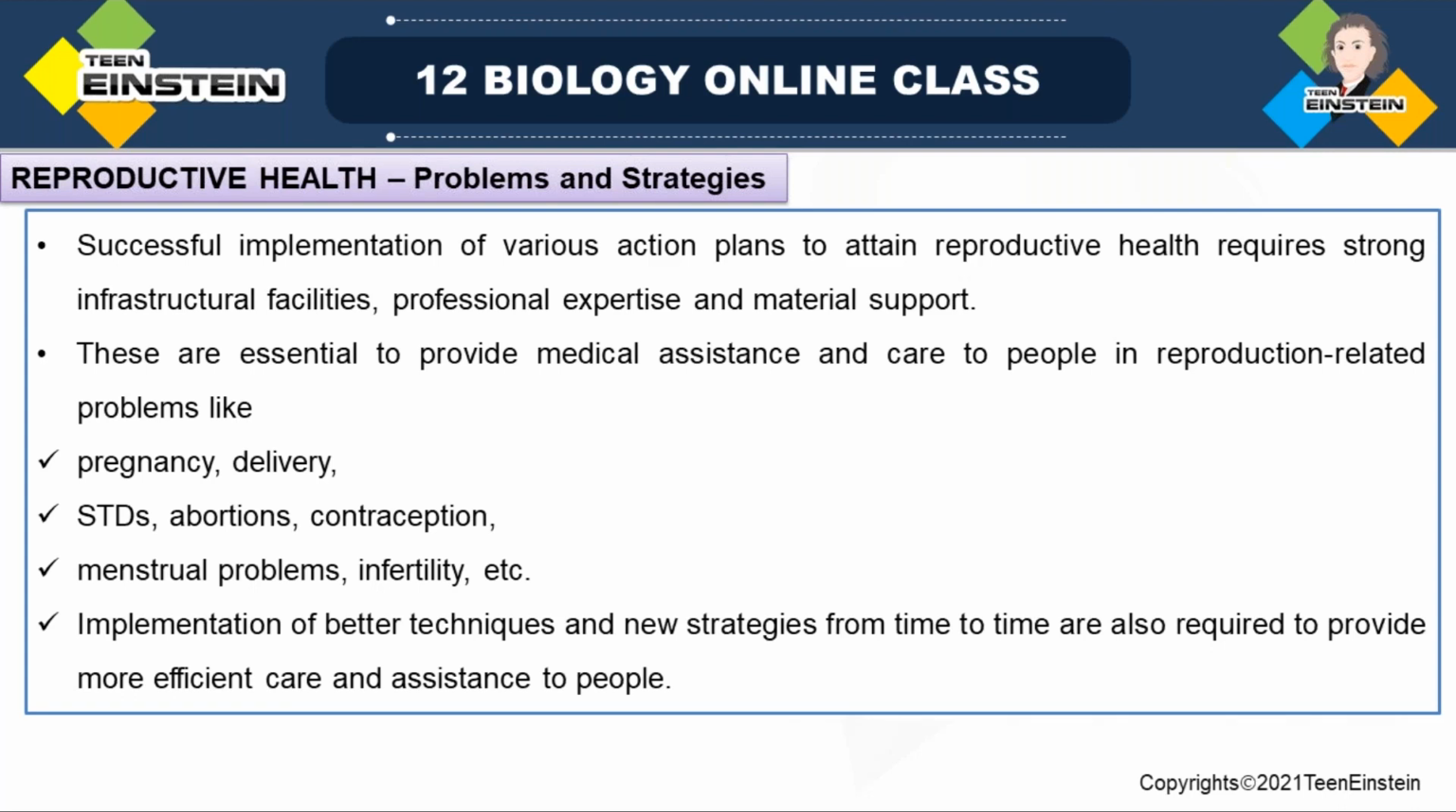And these are essential to provide medical assistance to people in reproduction related problems, right? So this kind of implementation will provide medical assistance and care to people in reproduction related problems. And which kind of problems? During pregnancy, then delivery, then sexually transmitted diseases, then abortion, contraception, then menstrual problems, then infertility. In all these programs, we can give medical assistance. If we are aware of that, we can give medical assistance.